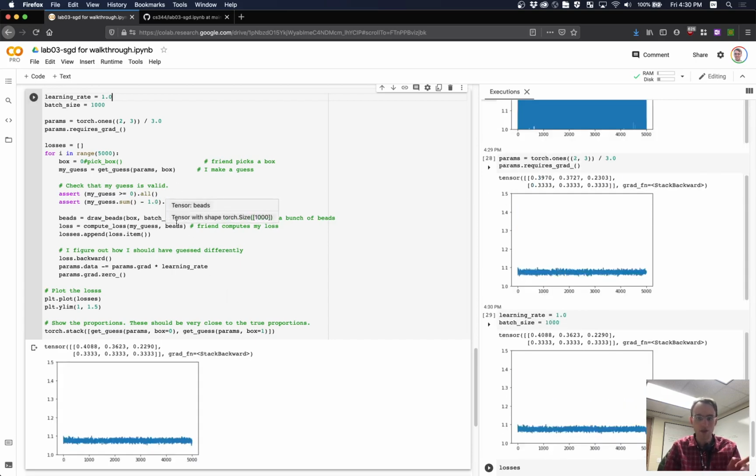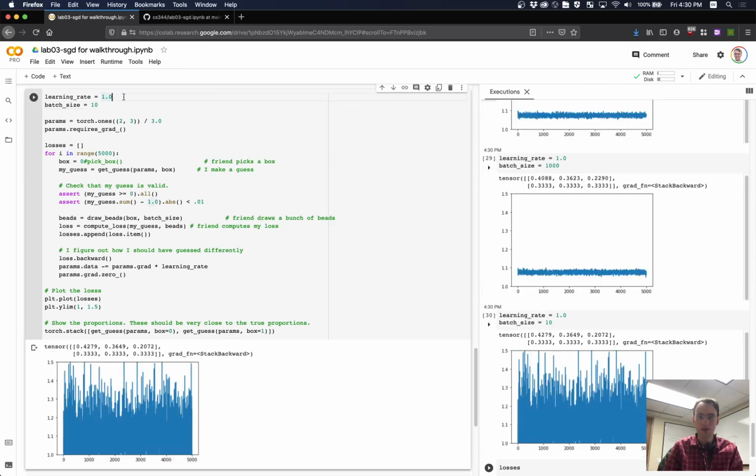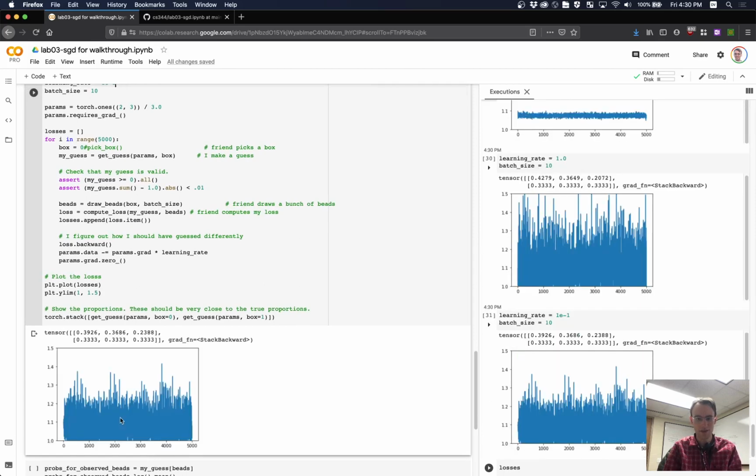But could we? So 1,000 beads each round. That's kind of a lot to see each time, and in this simple example, that's fine. But how could we make it work with our original batch size of 10? Well, maybe we could do a smaller learning rate. Instead of 1.0, which is 1e0, 10 to the 0th is 1, we could do 1e-1. Let's try that, see if that tames down our variance here.